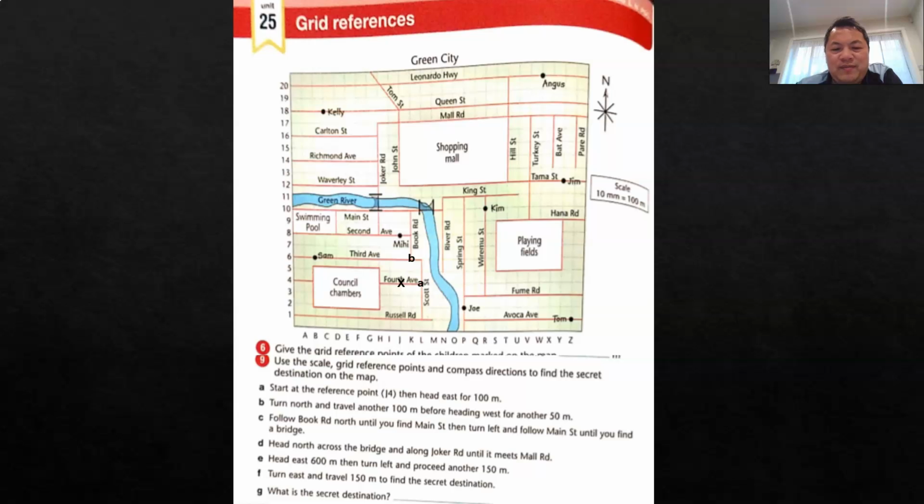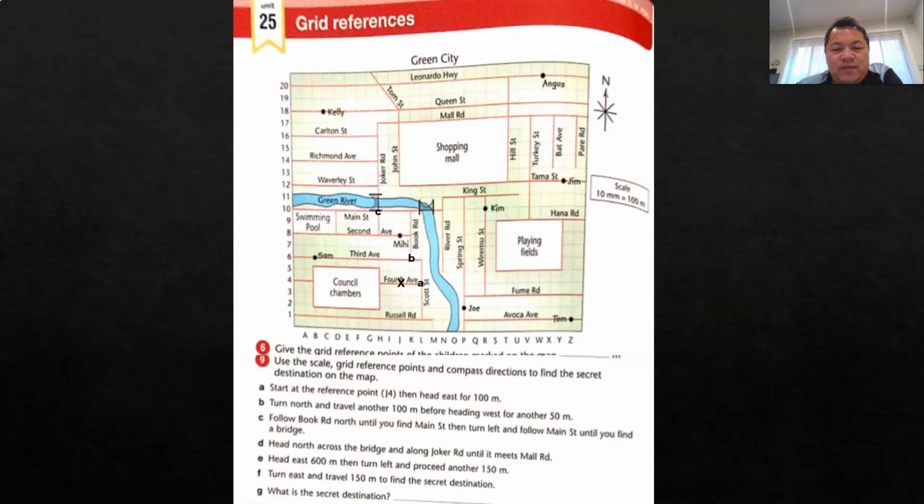B is here. And then after that, follow Book Road north until you find Main Street, then turn left and follow Main Street until you find a bridge. That's where you are. You end up at C.